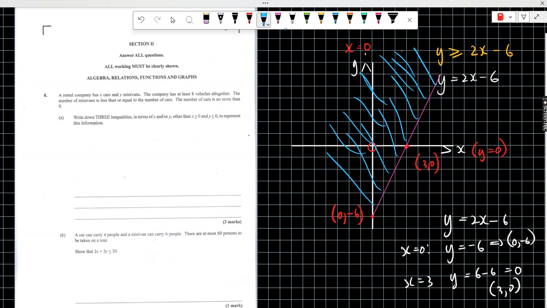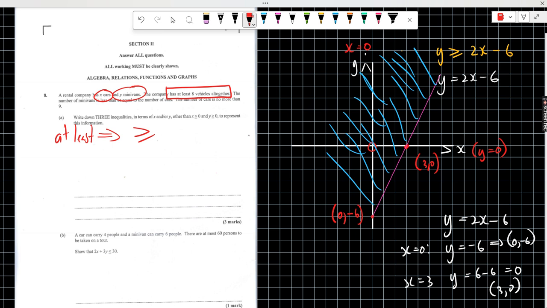All right, so having said that, let's look at the information required of us in the question. It says a rental company has X cars and Y minivans. The company has at least 8 vehicles altogether. What does the expression at least mean? At least implies greater than or equal to. Whenever you see the expression at least in terms of inequalities, this translates to greater than or equal to. Is that clear?